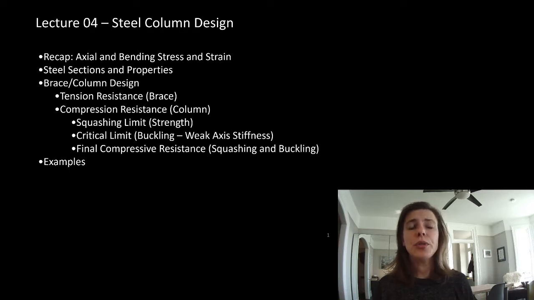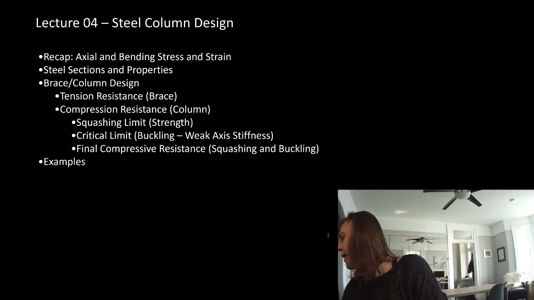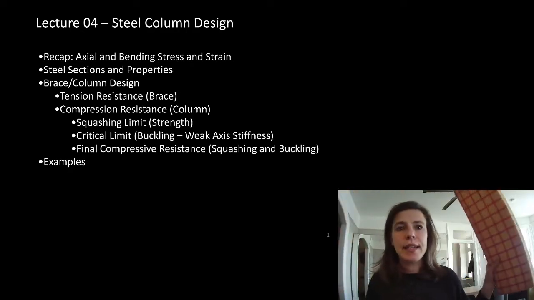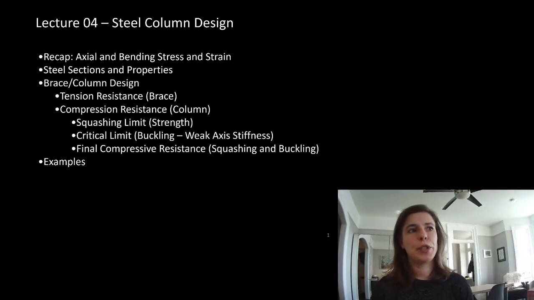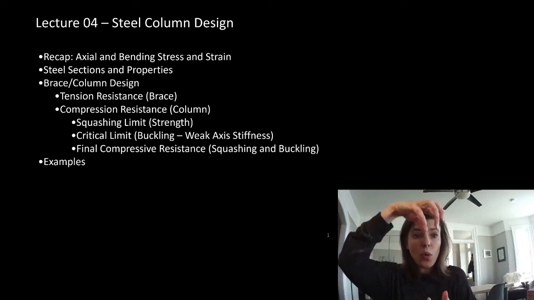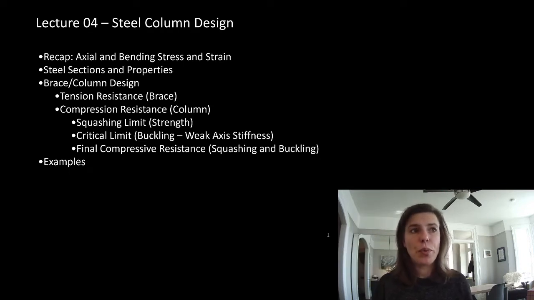Today, we're going to introduce the concept of steel columns. I'm going to get out my handy foam block to use as our column description. So before we dig into that, we're just going to have a quick recap about axial and bending, stress and strain. I might only even recap axial, we'll see. But today we're going to be focusing on the axial part anyway. So axial means, remember, compression or tension, so columns or braces.